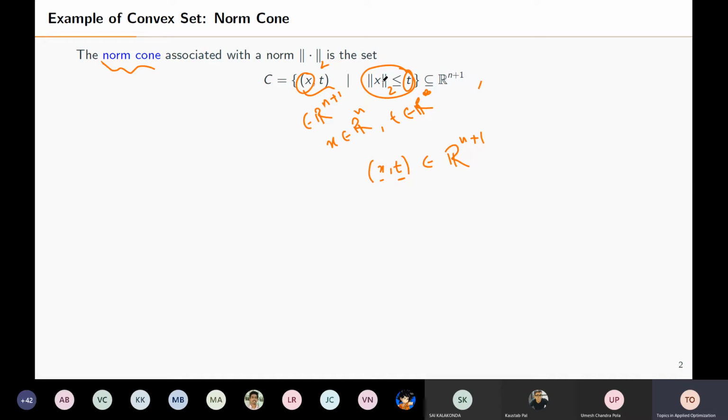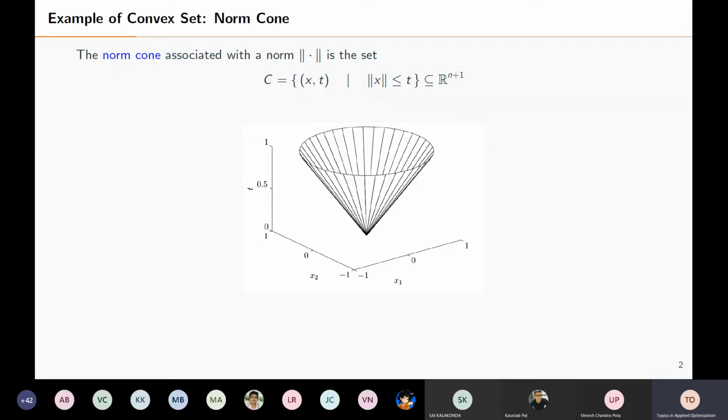Can you already visualize this object? This is how it will look, and that is why it's called a cone, the norm cone. You can play with this. Let us say, for us the easiest thing is R^2, so n is 2. Then R^(n+1) is R^3, so we have a cone in 3 dimensions.